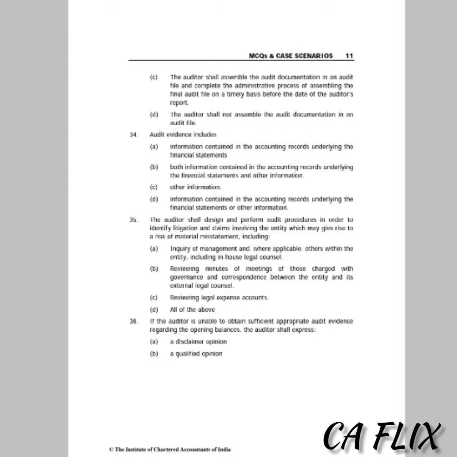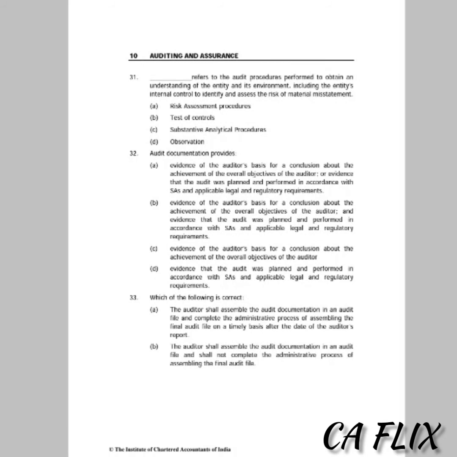Option D. Auditor shall not assemble the audit documentation in an audit file. Answer is option A. The auditor shall assemble the audit documentation in an audit file and complete the administrative process of assembling the final audit file on a timely basis after the date of the auditor's report.